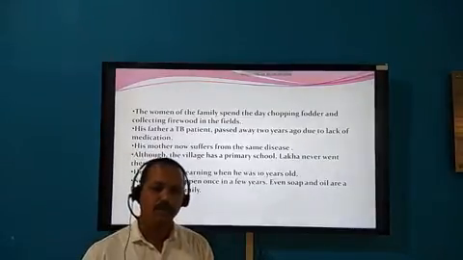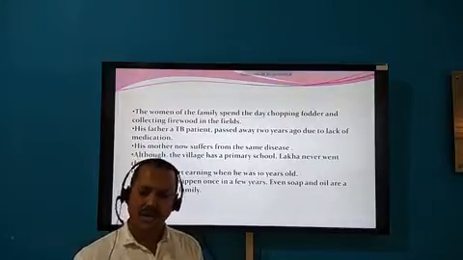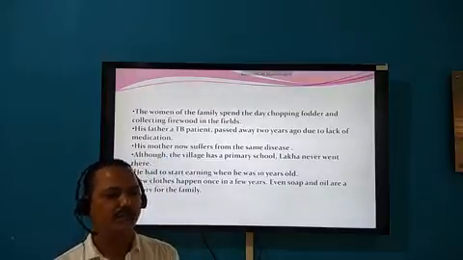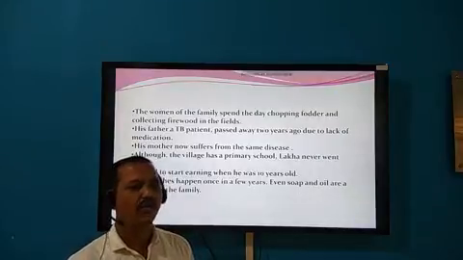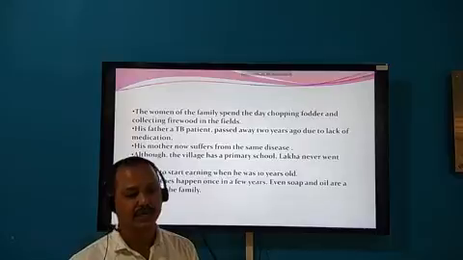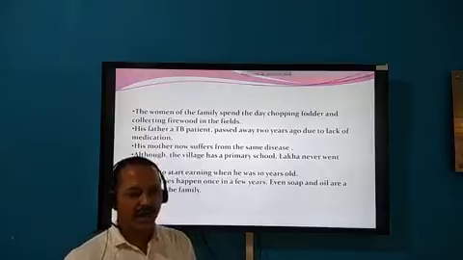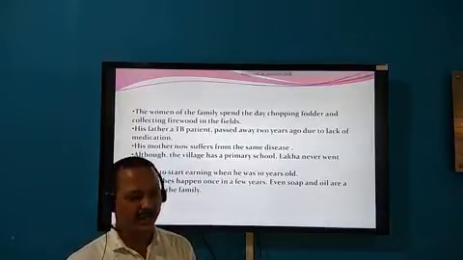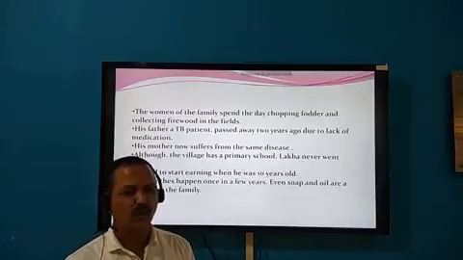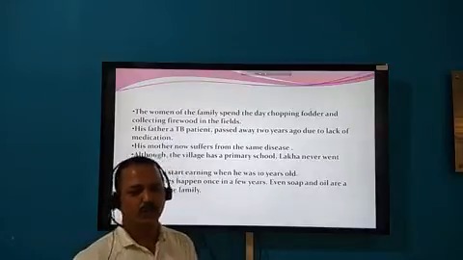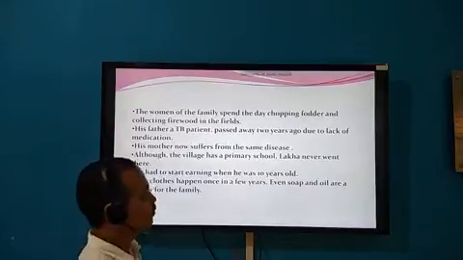The women of the family spend the day cooking, fetching fodder, and collecting firewood in the fields. His father, a TB patient, passed away 2 years ago due to lack of medication. His mother is now suffering from the same disease, that is TB. Although the village has a primary school, Lakha Singh never went there. He had to start earning when he was 10 years old. New clothes come once in a year. Even soap and oil are a luxury for them. See the pathetic condition of the family.